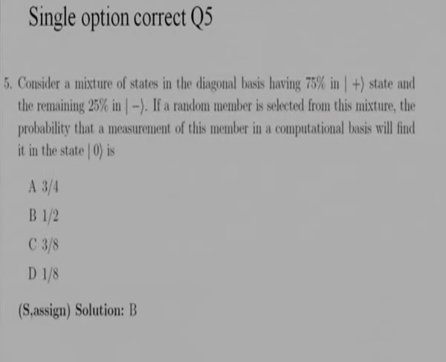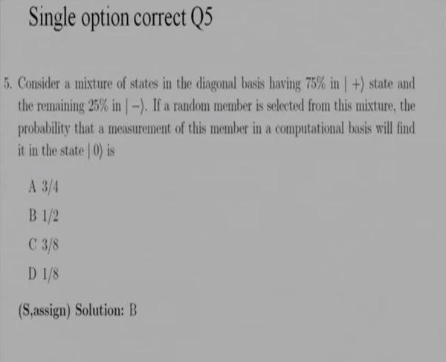In question 5, we have been given a mixture of states, with 75% of the states being in the state plus and the remaining 25% being in the state minus. We have to find the probability that a measurement on this mixture will give us the state 0. So the first step here would be to find out the density matrix corresponding to this mixture, and then we have to find out the 0, 0 element of this matrix.